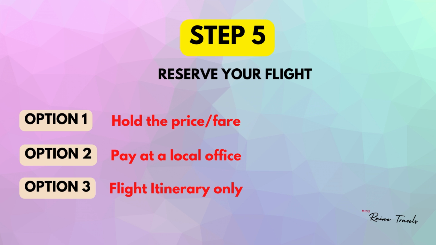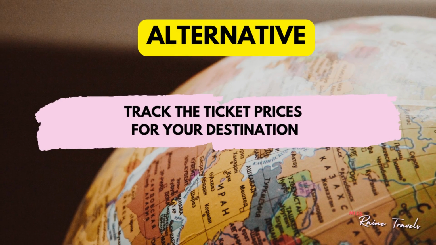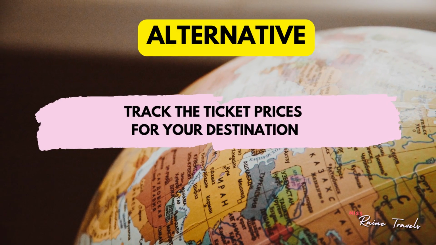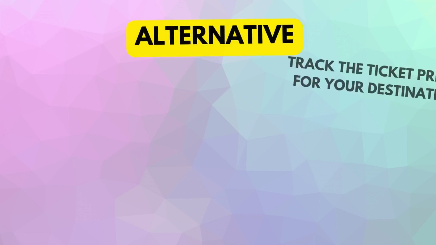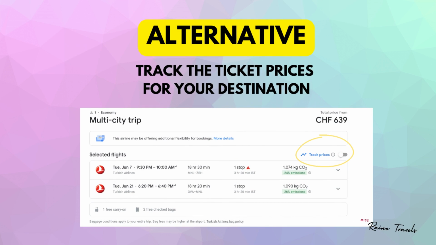As an alternative, you can actually track the ticket prices with a flight aggregate tool. With this one, on google.com, you can click on track prices here. You can tick that on and it will go to your email and alert you when the prices have gone down or if the prices have gone up before you reserve or even pay for an actual flight ticket.